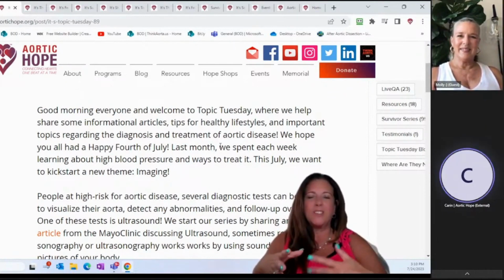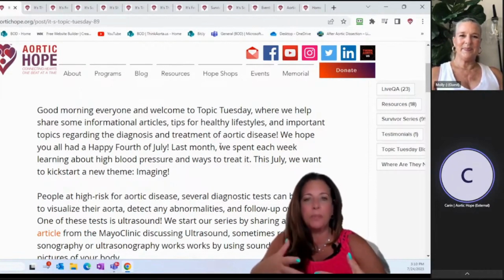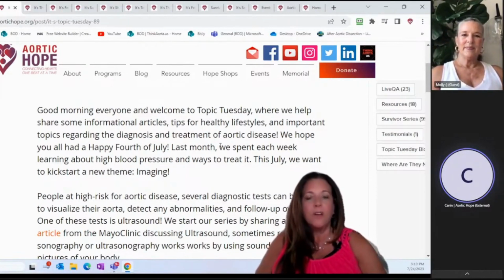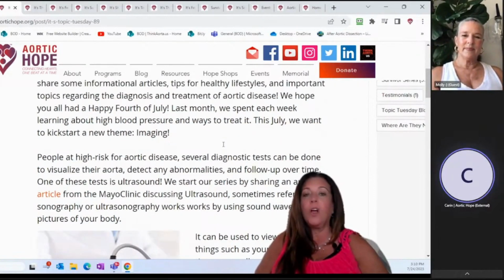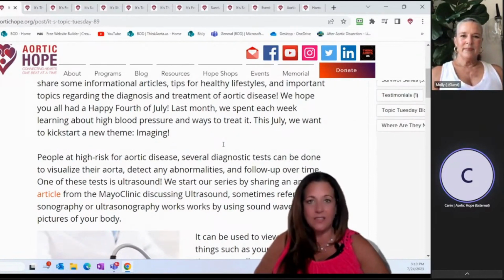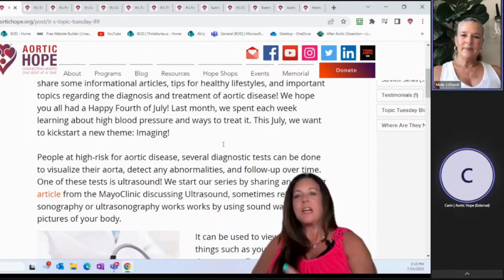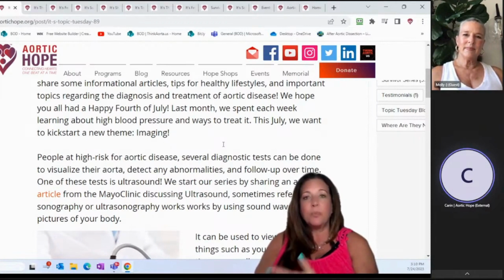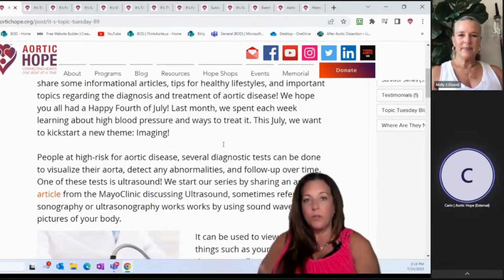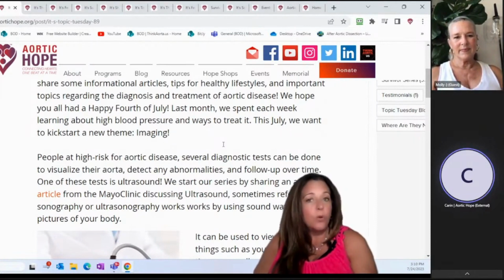Basically, we decided to talk about how high risk people, or people that are at higher risk for aortic disease, and all of the different diagnostic tests that we can have done. And he's decided to now begin this series into breaking down these tests. And so one of the first tests he starts off with is ultrasound.